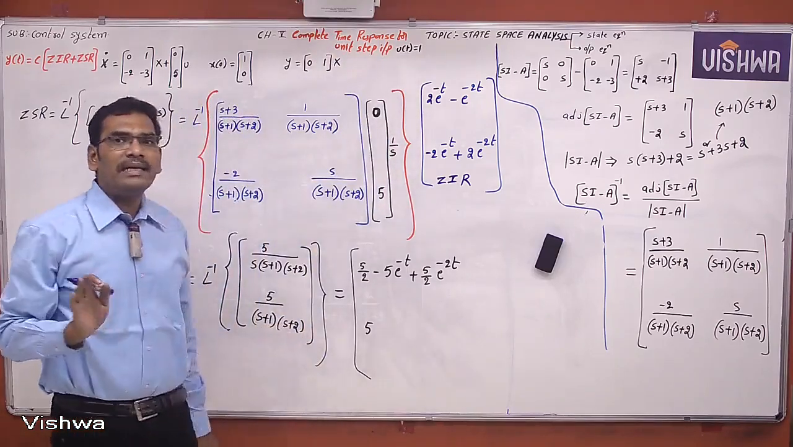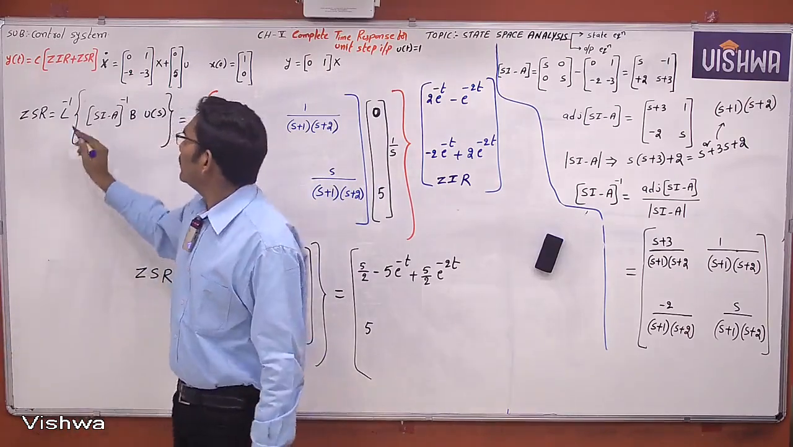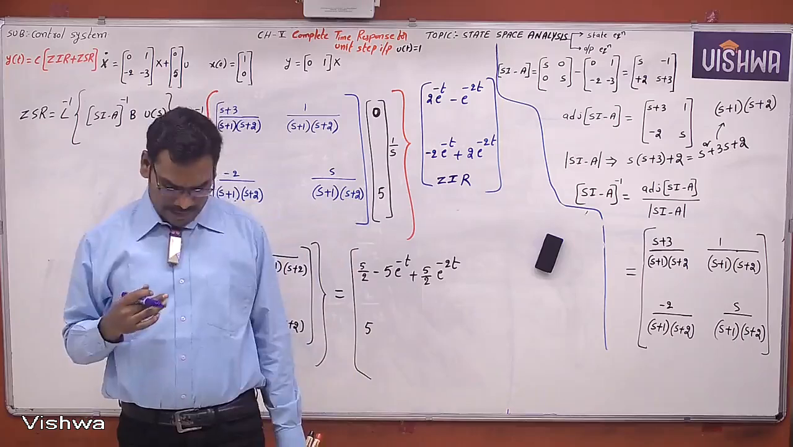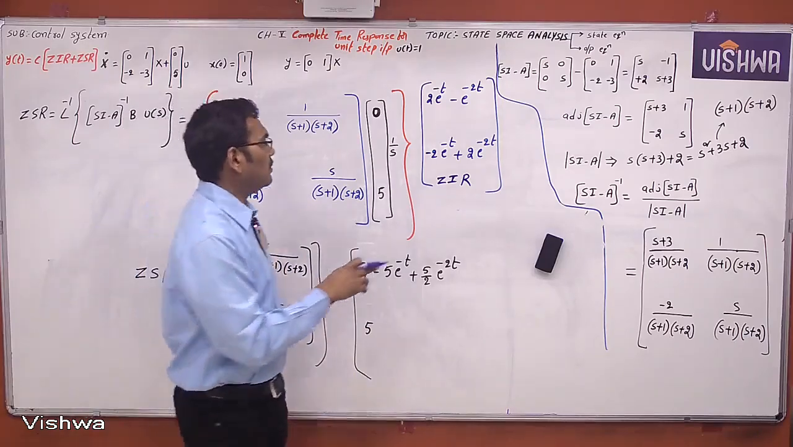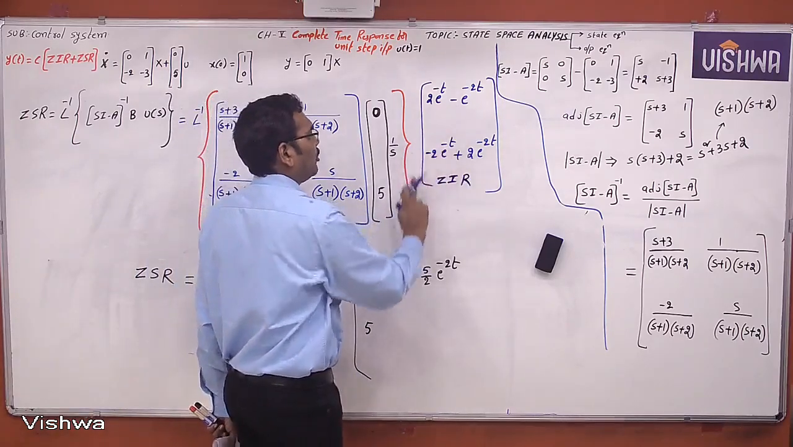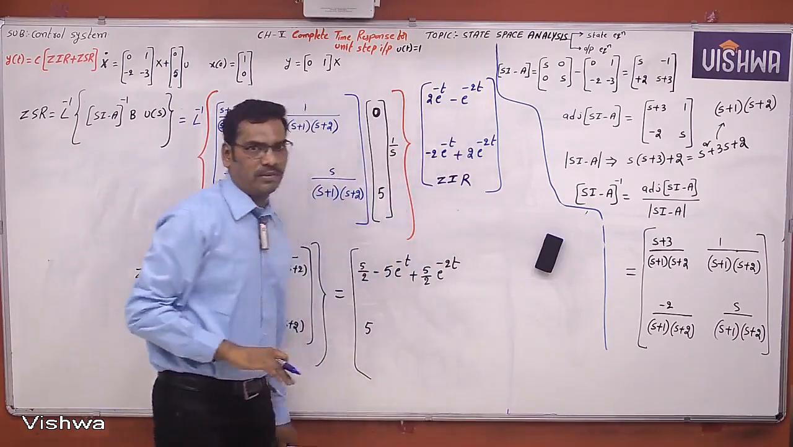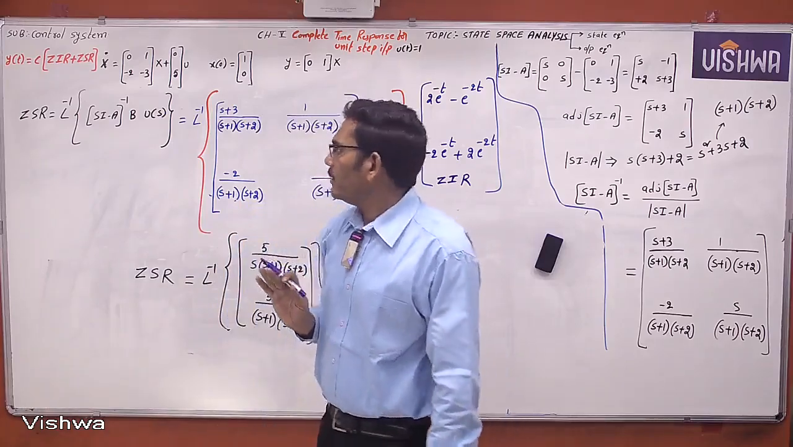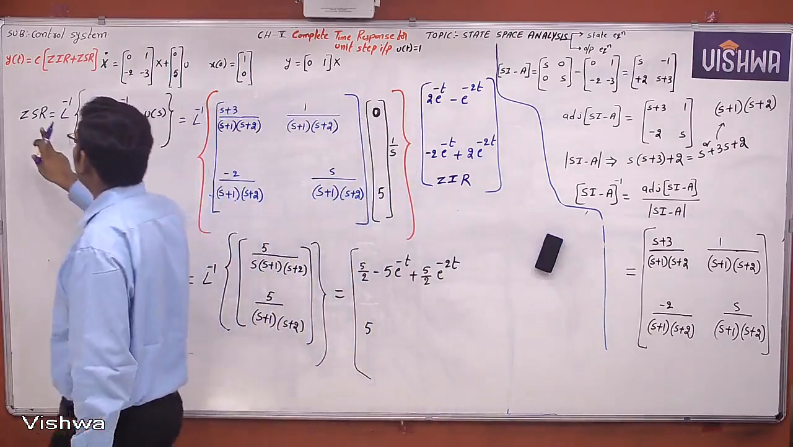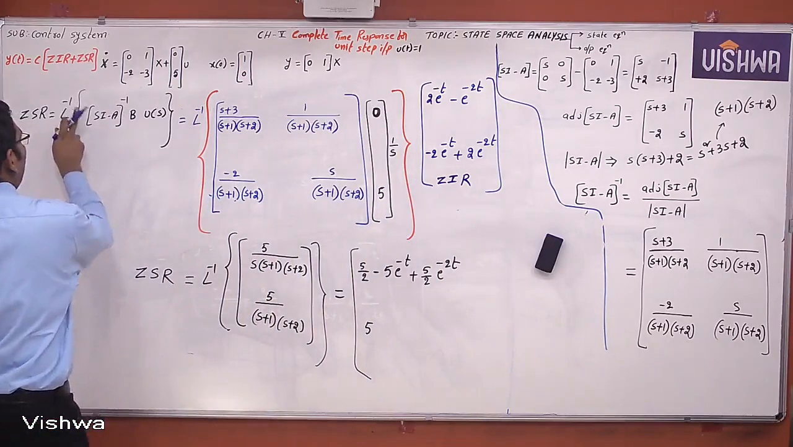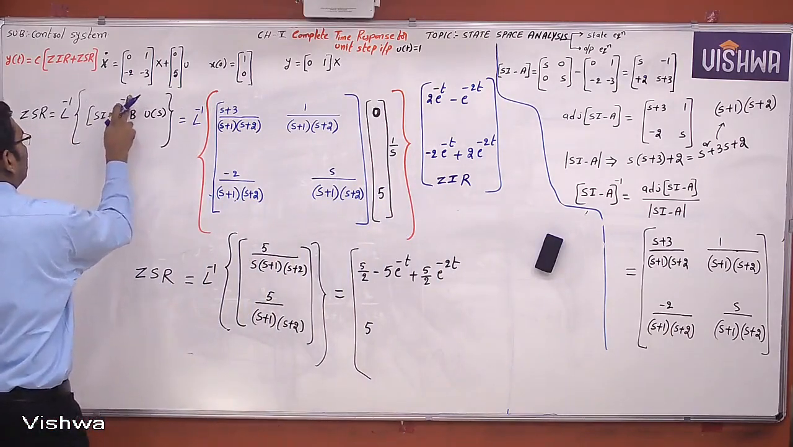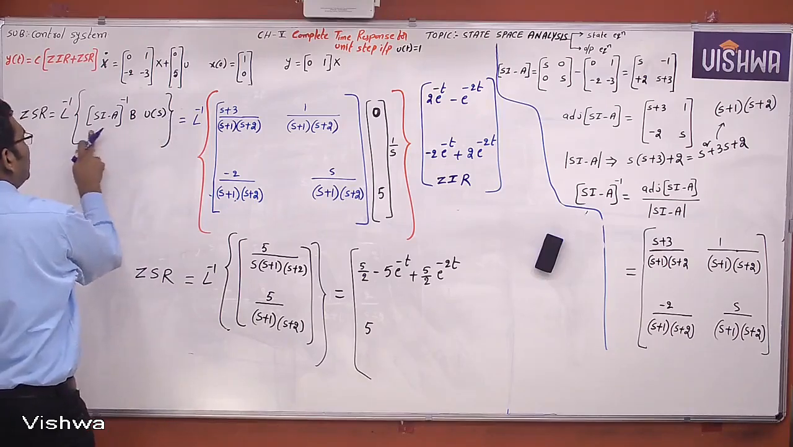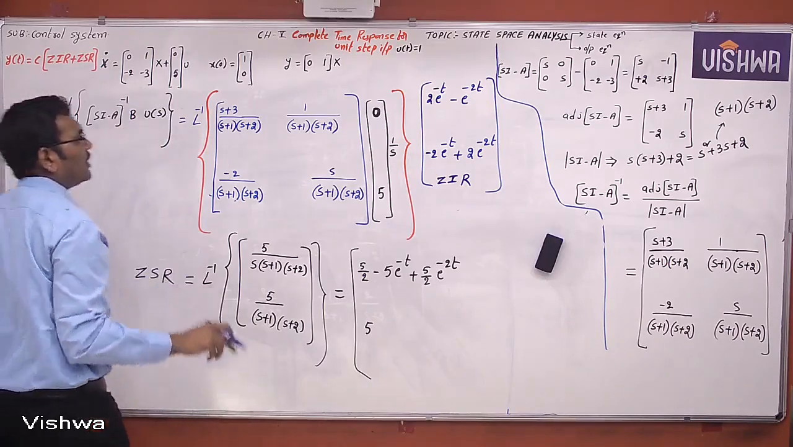A complete time response means it has both the zero input response and the zero state response. We already calculated the zero input response, and this is the zero input response, right? Now next, what should we do? We want to calculate the zero state response. What is the zero state response? This is the zero state response: the inverse Laplace transformation of (sI minus A) matrix inverse into B into U of S. But you see, (sI minus A) matrix inverse, we already calculated here.